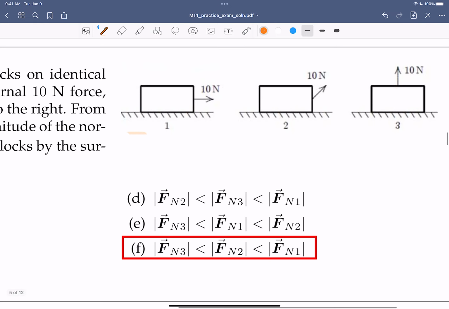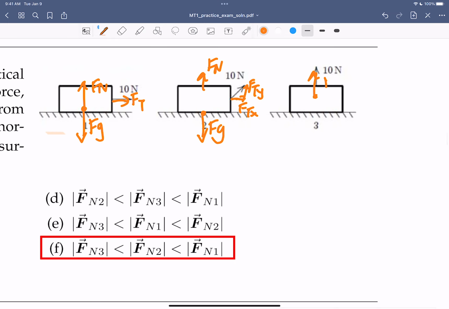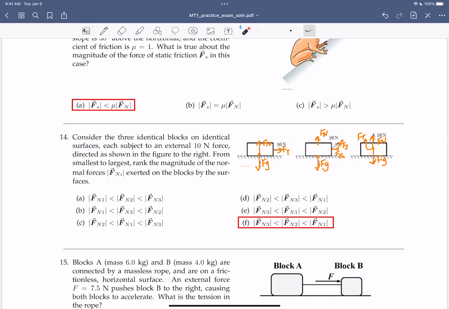So if I'm looking at what forces are acting here, I have normal force, I have force of gravity, and I have this 10 Newton force, let's say Ft, right? I have force of gravity, normal force, and then let's say this is Ftx, Fty, right? And in this one, we have normal force, Ft as well, pointing in the same direction, and then Fg, right? So you're just trying to figure out which one has the largest normal force.